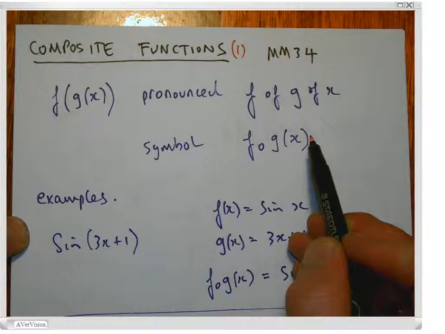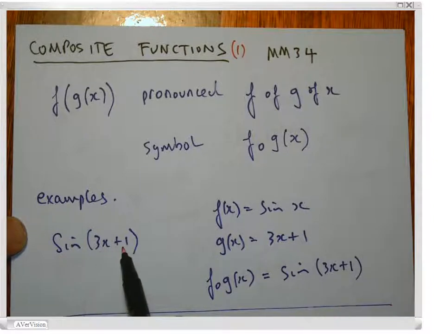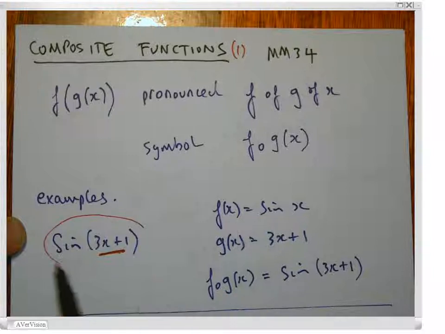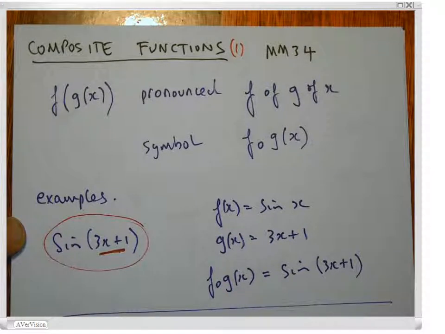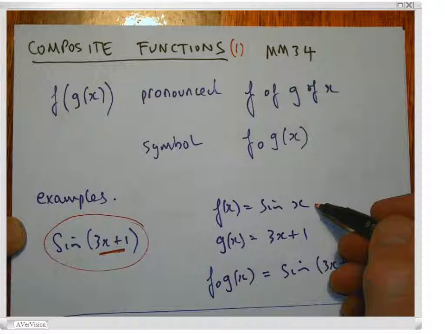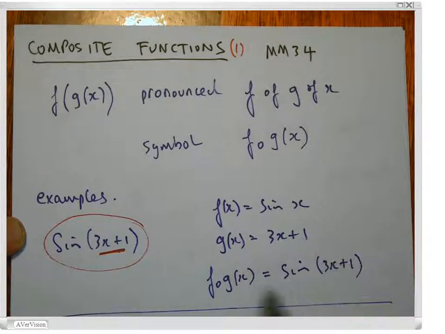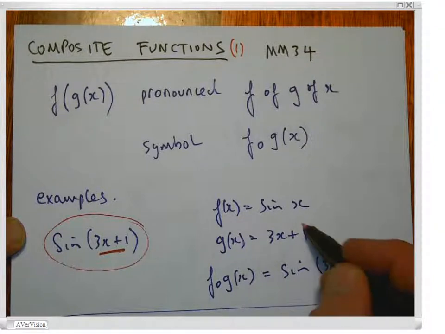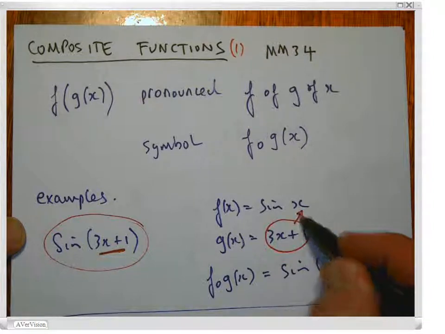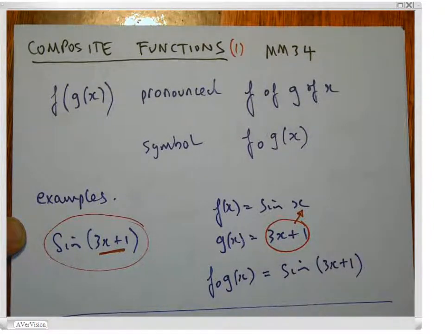Let's look at an example. Sine of 3x plus 1. This is the inside function, g of x, inside sine of a function of x. So in this particular case, f of x would be sine of x, and g of x would be 3x plus 1. So f∘g, that is f of g of x, is the sine where g sits inside, wherever x appears, g sits: 3x plus 1.